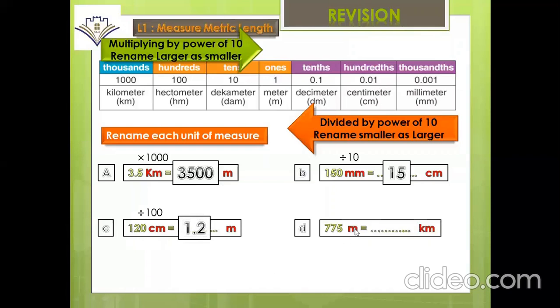Is it renamed smaller as larger or the opposite? We have meter and kilometer. Meter is smaller than kilometer. Here is meter and there is kilometer. Going this way, from meter to kilometer, then the opposite is renamed smaller as larger. Move 1, 2, 3. 3 places means divided by 1,000. Divided by 1,000, move the 3 places. 1, 2, 3. The point here, the first. Then the answer is 0.775.